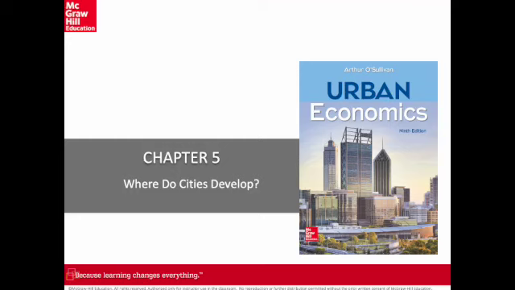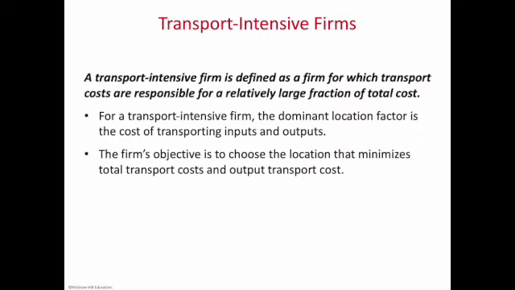Chapter 5: Where do cities develop? Transport-intensive firms. A transport-intensive firm is defined as a firm for which transport costs are responsible for a relatively large fraction of total cost. For a transport-intensive firm, the dominant location factor is the cost of transporting inputs and outputs. The firm's objective is to choose the location that minimizes total input transport cost and output transport cost.